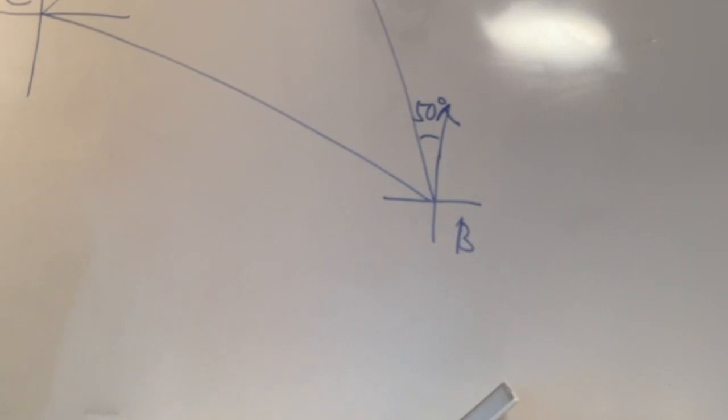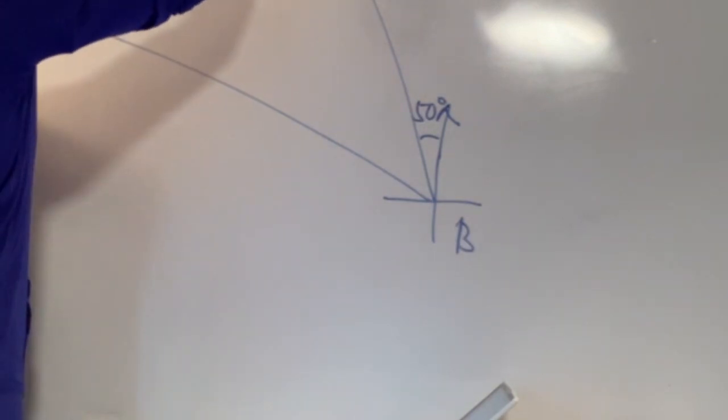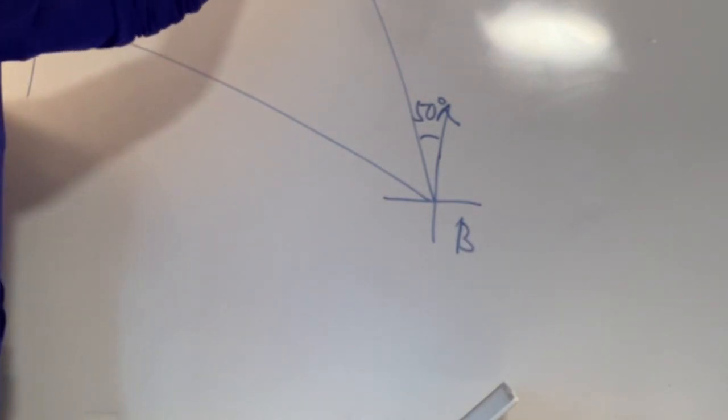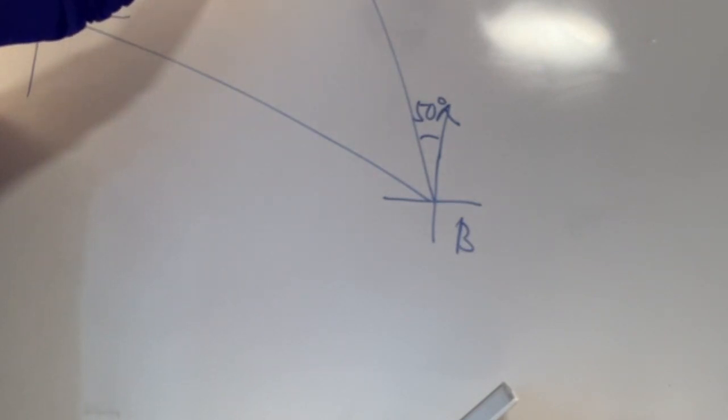Right, let's keep reading. And the bearing of C from A is 240. From A. So I'm standing at A again. If I turn clockwise, I need to turn 240 degrees to look at C. So if you turn from the north, that means you turn quite a big distance to look at C. This one is 240.